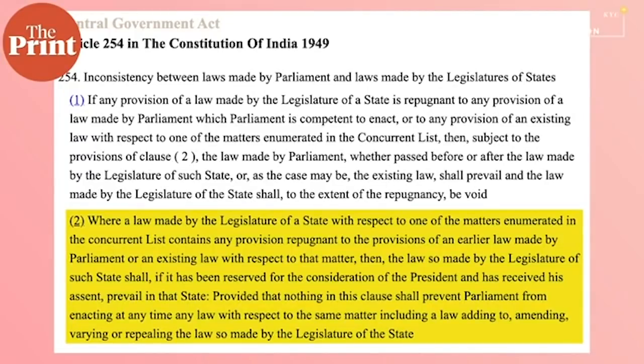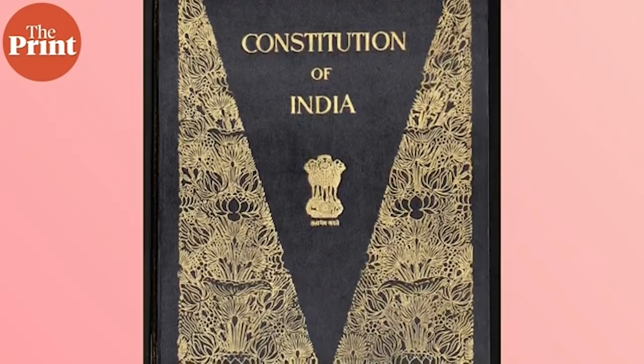For this, it says that the state would have to get the president's approval for its own law. But there's another catch. This provision also says that even after the president's approval, the central government can still pass another law on the same subject and pass any law to amend or even repeal or invalidate the state law.